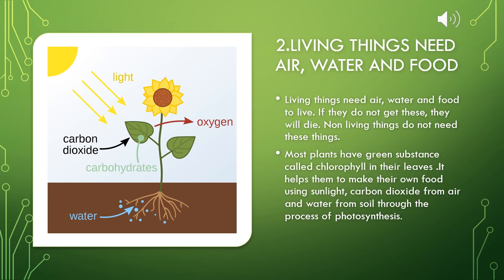Most plants have a green substance called chlorophyll in their leaves. It helps them to make their own food using sunlight, carbon dioxide from the air, and water from the soil through the process of photosynthesis. Now, as you see in this slide, you can see the diagram and you can understand the process of photosynthesis.